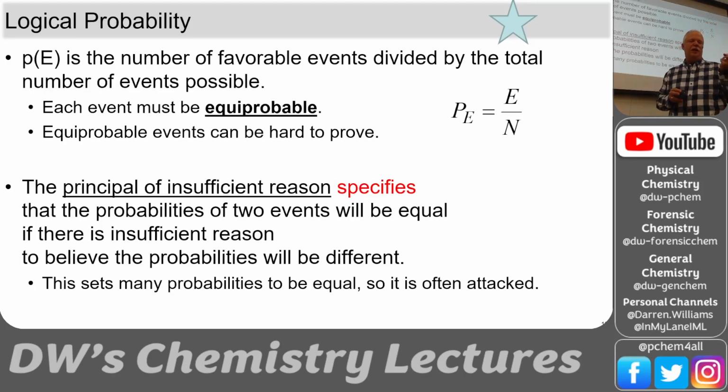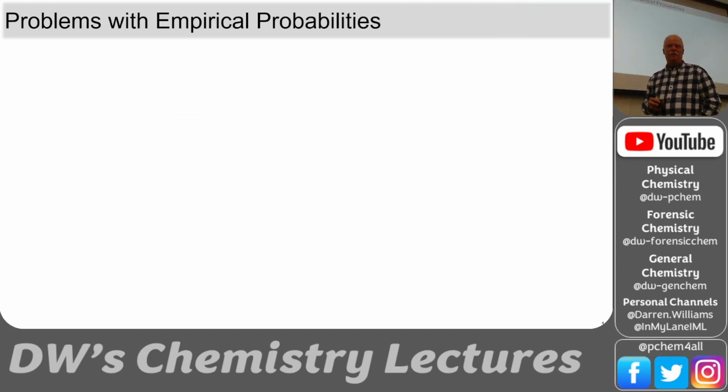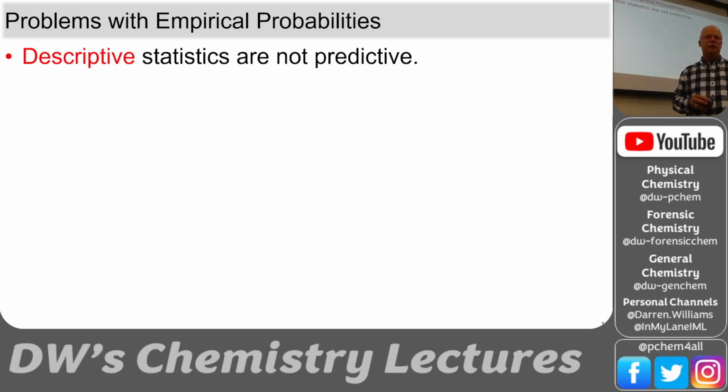And so you assume the dice aren't loaded. But if you roll a few times, like 1,000, and it comes up to not be the Gaussian distribution of events, then you're like, okay, now I have sufficient reason to suspect that they're loaded. But you have to do an experiment typically to rule this out. Now, there are some problems with empirical probabilities, that they're descriptive. So descriptive statistics are not predictive, but we use them in a predictive manner.